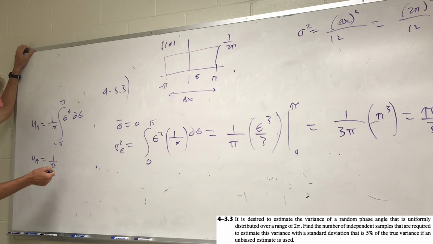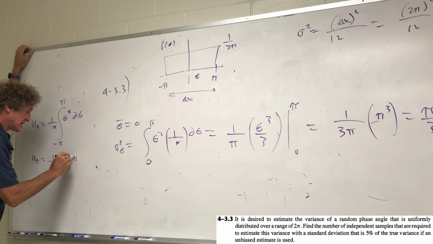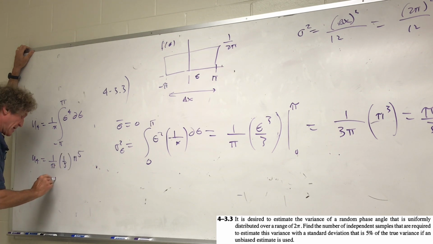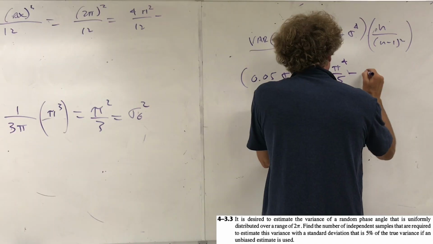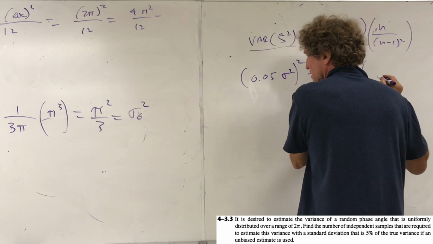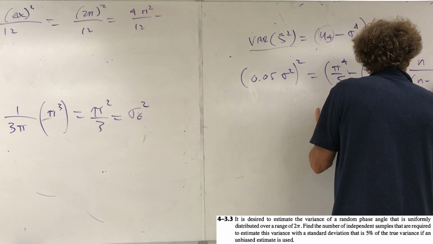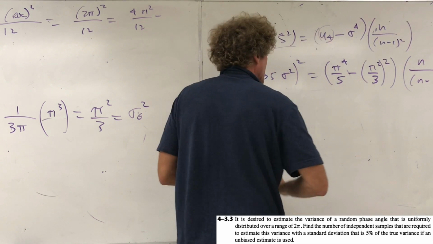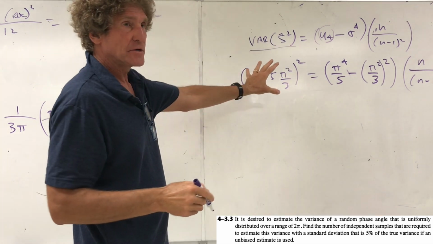And then I integrate that, I get theta to the 5th over 5. So now when you have that, you get 1/5, and then you have theta to the 5th, which is pi, so it's pi to the 5th. And that means this is going to be pi to the 4th over 5 is going to be u to the 4th. I have pi to the 4th over 5 minus, and this is going to be what? Pi squared over 3 squared. Then I have n over n minus 1 squared. But here, this is pi squared over 3. I'm going to go ahead and multiply that out.